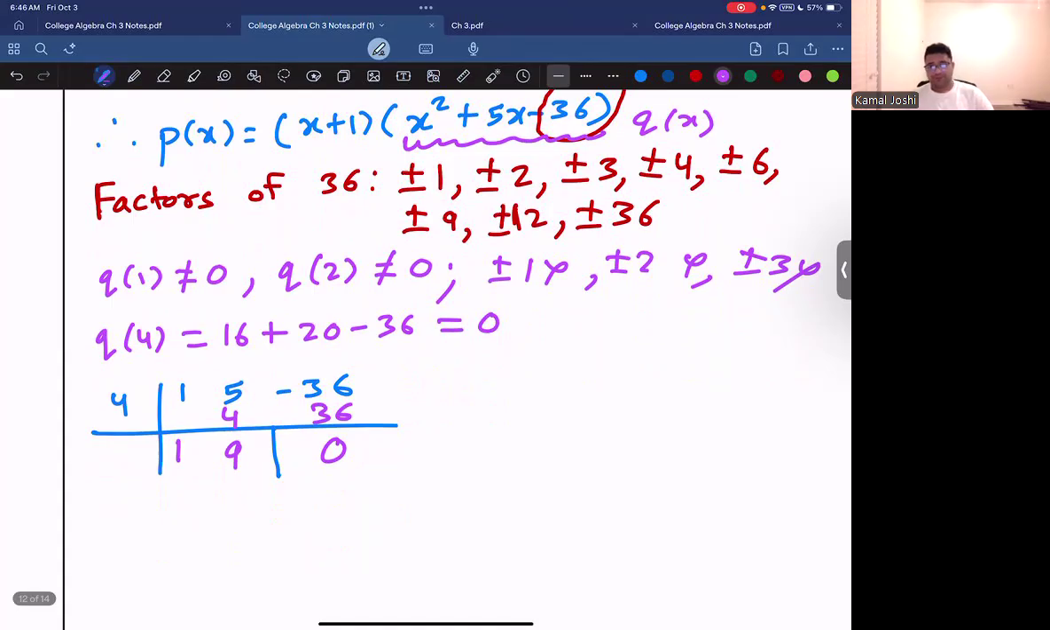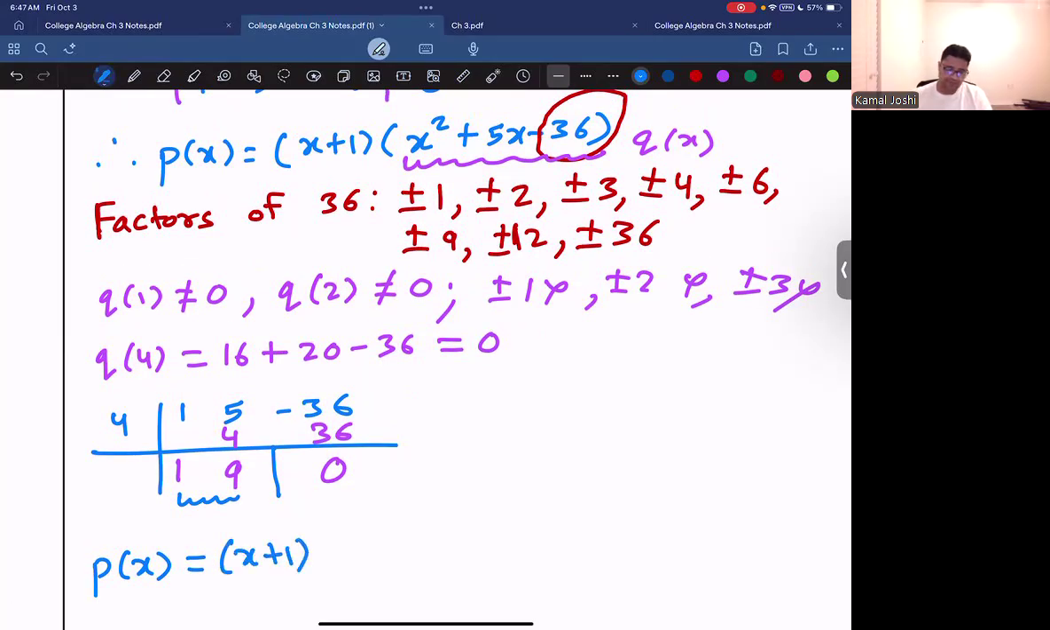Now the achievement here is not just to prove or verify that the remainder was 0, but we also have the factor. So now I'll write my original thing. P of x was x plus 1 first, right? Then we found that q of 4 is 0. So x minus 4 is the other factor. And then the quotient you have at the end is x plus 9. So this is a second method, I would call it method 2 of factoring.